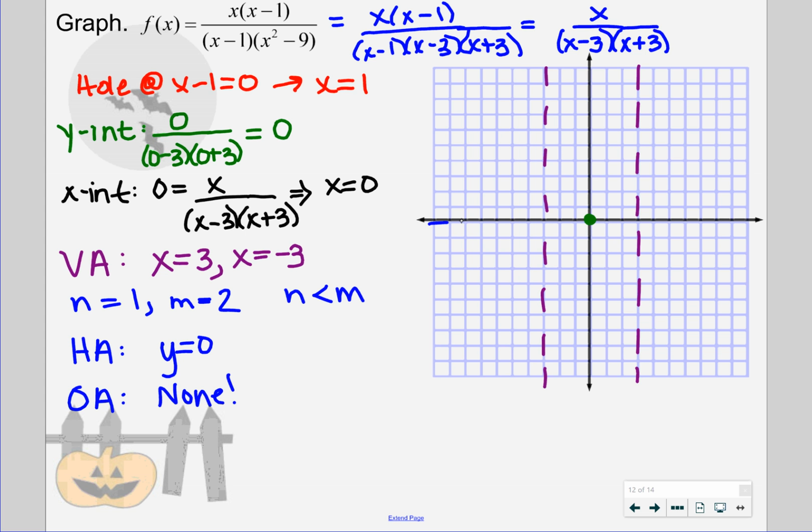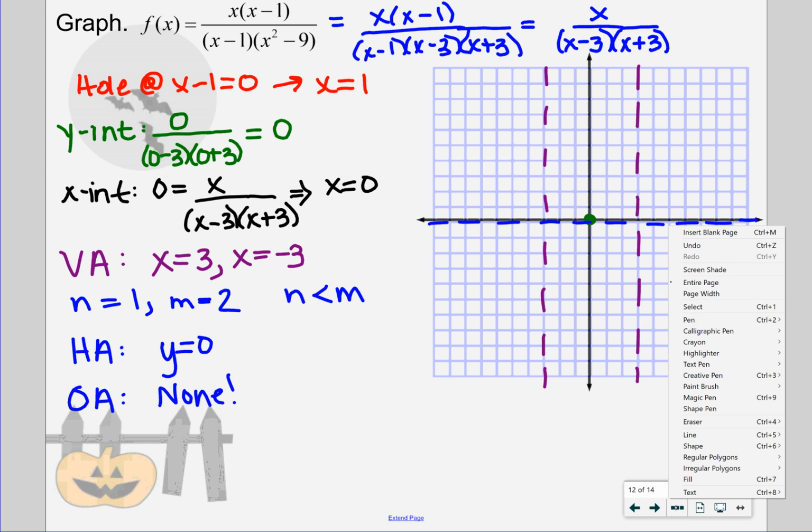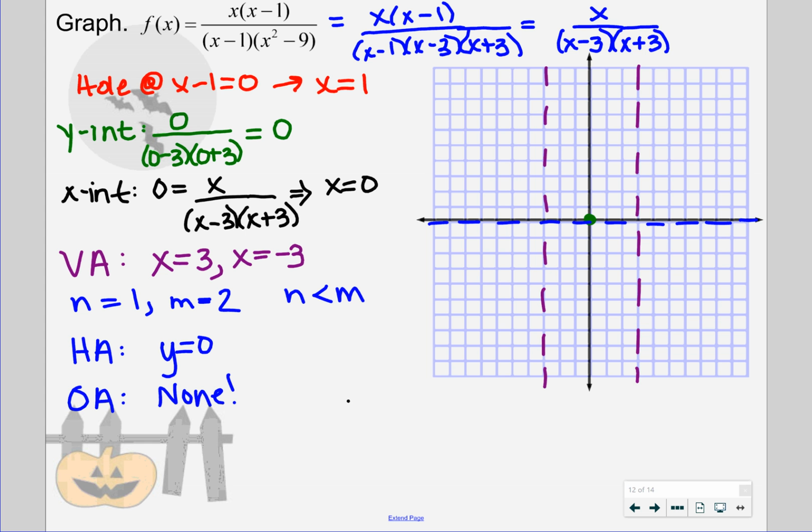So on the x-axis, I'm going to make my dashed line. Remember, it is okay to cross a horizontal asymptote, especially in the middle. That's going to happen often. But on the ends, we're going to approach it. All right, so now we have to figure out where all the little branches are located, and this is where a table of values is helpful. So I'm going to make a little XY table.